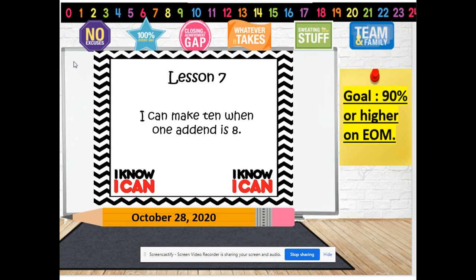So here's a question. Here's something to think about. How many does 8 need to make 10? Think. Get ready. 2. Yes, 8 needs 2 more to make 10. Keep that in mind. Let's start.